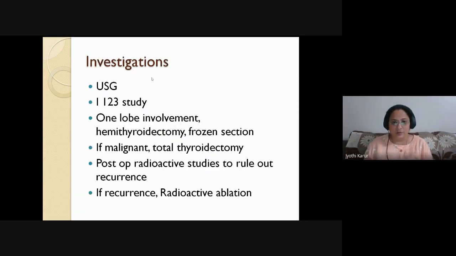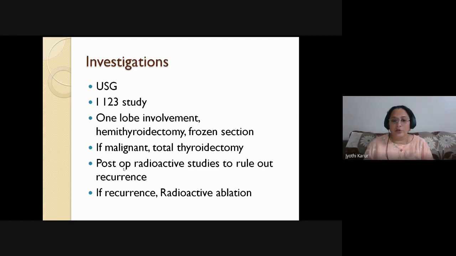So what are the investigations for this follicular carcinoma? One is ultrasound. It will pick up the certain foci, and radioactive iodine 123 study. This will show cold nodules. Suppose it is restricted to one lobe, you can do hemithyroidectomy, send it for frozen section. If it comes as follicular carcinoma, you can do completion thyroidectomy. Suppose this frozen section is not there, you can do completion thyroidectomy within 1 week of your primary surgery. So repeat thyroidectomy within 1 week.